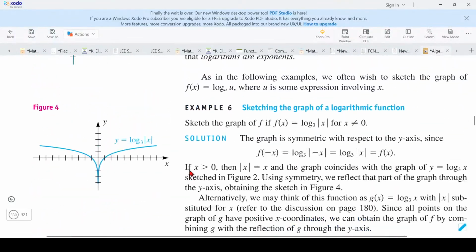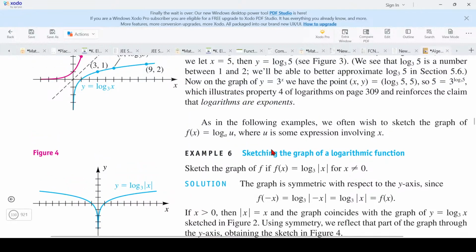Just look at this graph. f of x equals log of mod x, the absolute value of x, to the base 3. Please notice here, when x is greater than 0, that is this graph. Agreed? When x is less than 0, this is an even function, right? Even function, because minus x or plus x doesn't matter, the result is still the same. We know it is symmetric with respect to the y-axis, and the graph looks something like this.